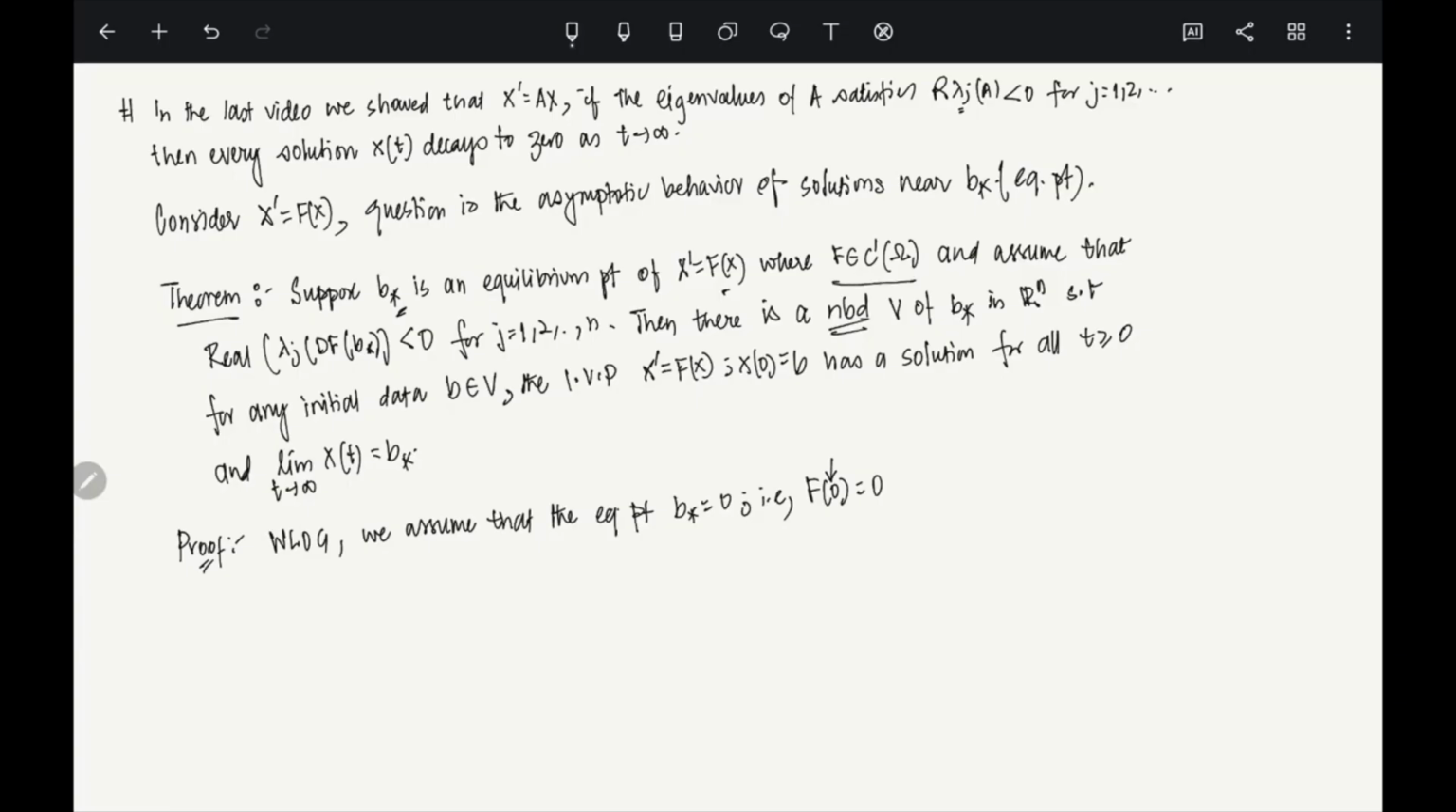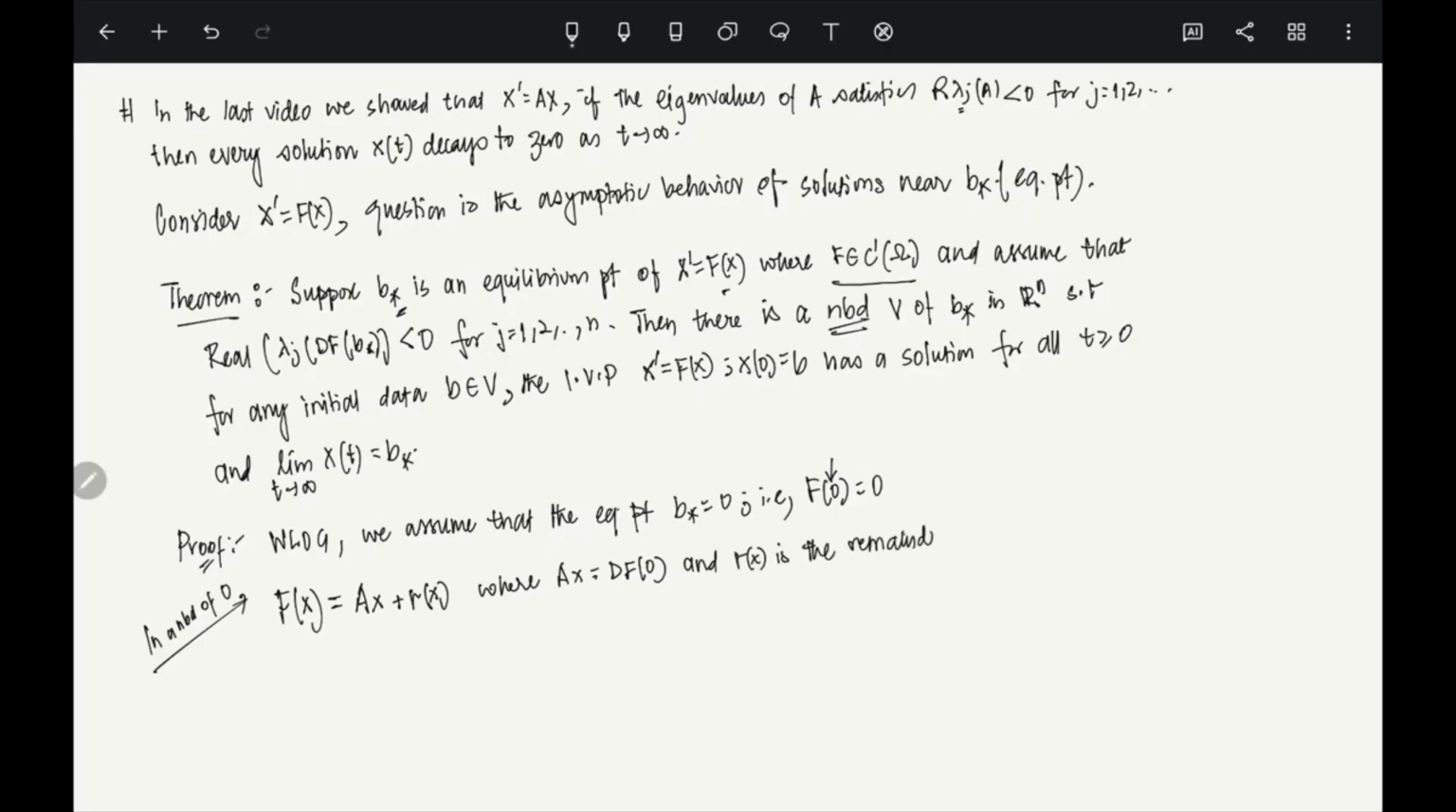It is given that f is C1, so I can expand f. Basically, f of x in a neighborhood of 0, I can write as a of x plus r of x, where a of x is df at 0 acting on x, and r of x is the remainder term.